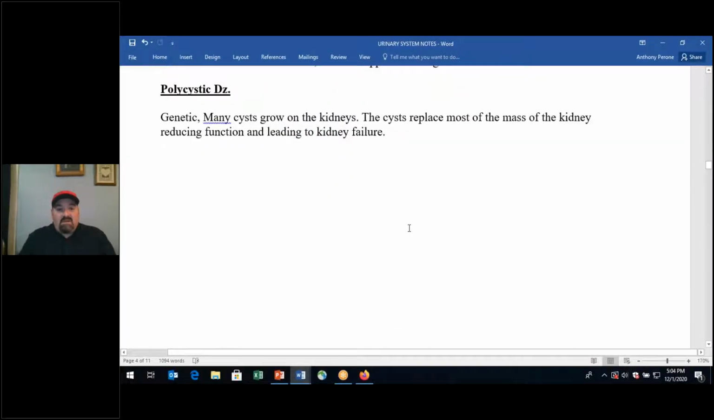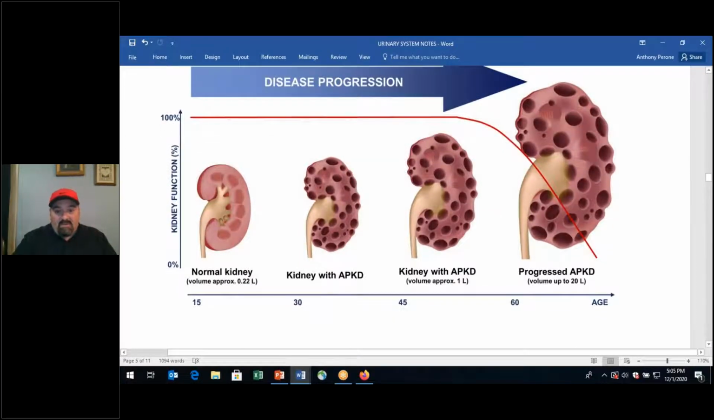Polycystic disease is quite a devastating disease, and patients can live with this for a long period of time, but over time the kidney tissue becomes replaced with cysts, and these cysts are not involved in filtering the blood and forming the urine. They take the place of the areas where the pyramids and the nephrons should be. Folks, the kidney size can double in size.